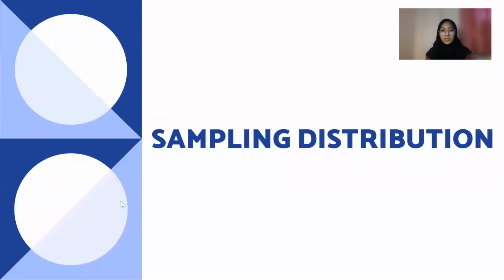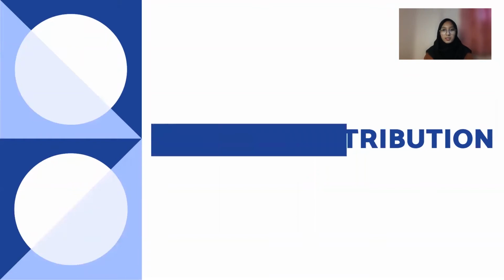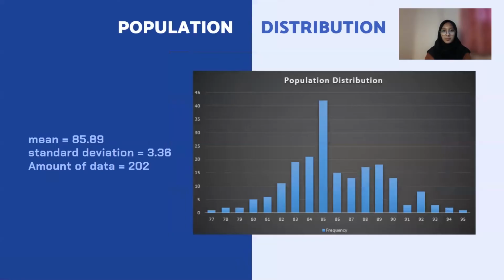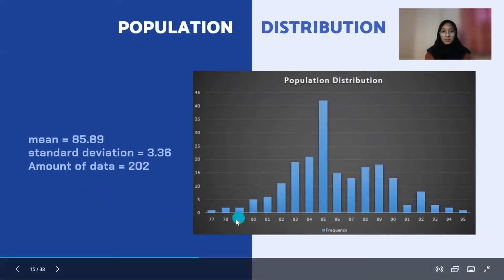Okay, so the third one is sampling distribution. Sampling distribution is a distribution of all of the possible values for the mean or proportion from a given size sample selected from a population. So this is the population distribution. We know that the mean is 85.89, the standard deviation is 3.36, and the amount of data, or the N, is 202. And this is the graph for the population distribution.